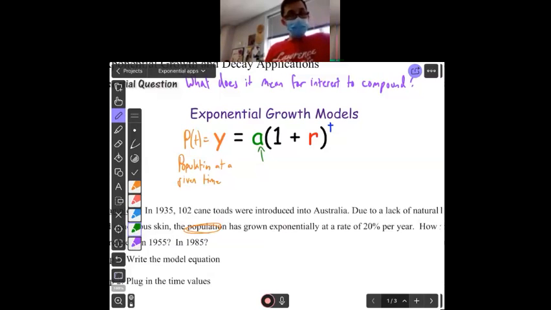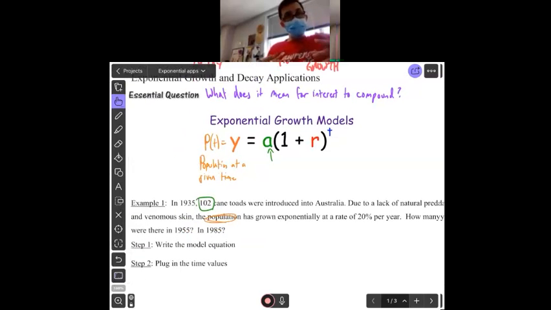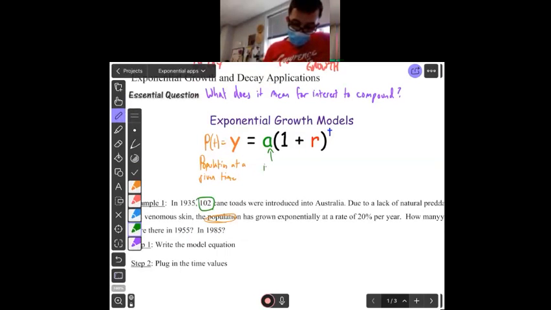And when we say initial, we're talking about the starting thing. So when you look at this problem down here, that A value would be the 102 toads that the problem started with. So it's the initial amount or the initial population. R is the rate, the growth rate, or the rate of change.